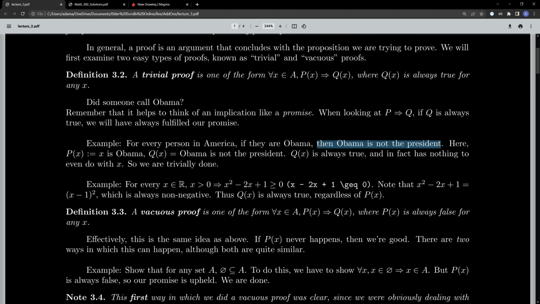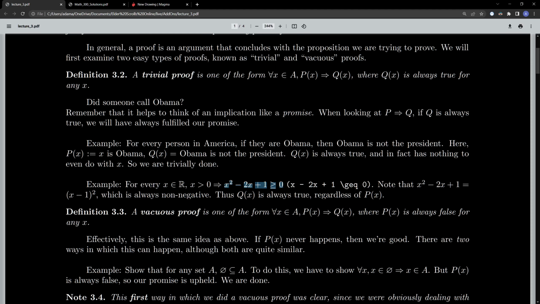Here's a more interesting one. For all x in R, if x is greater than 0, then x squared minus 2x plus 1 is greater than or equal to 0. You do that with backslash GEQ for greater than or equal to. And voila, we do some factorization. We see that this is always non-negative because that's how real numbers work. So Q of x is always true. This is always greater than or equal to 0, so this is trivially true.